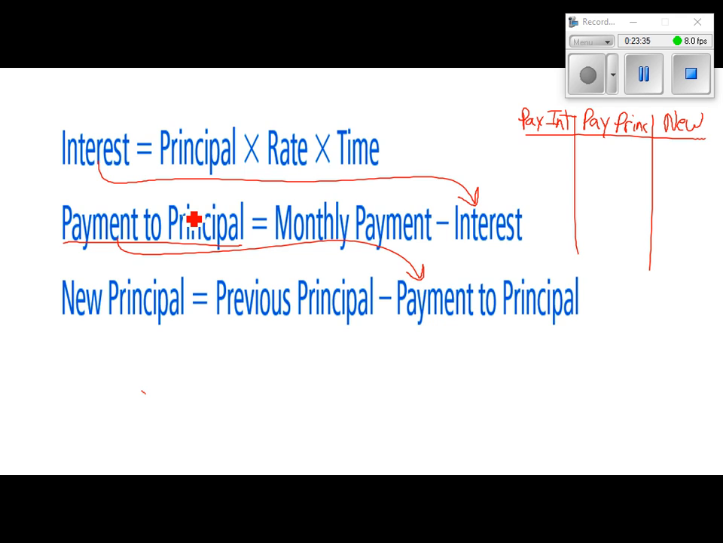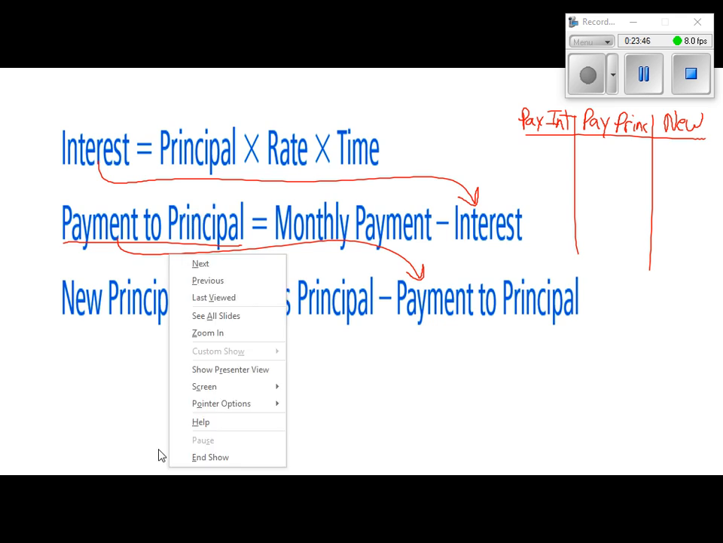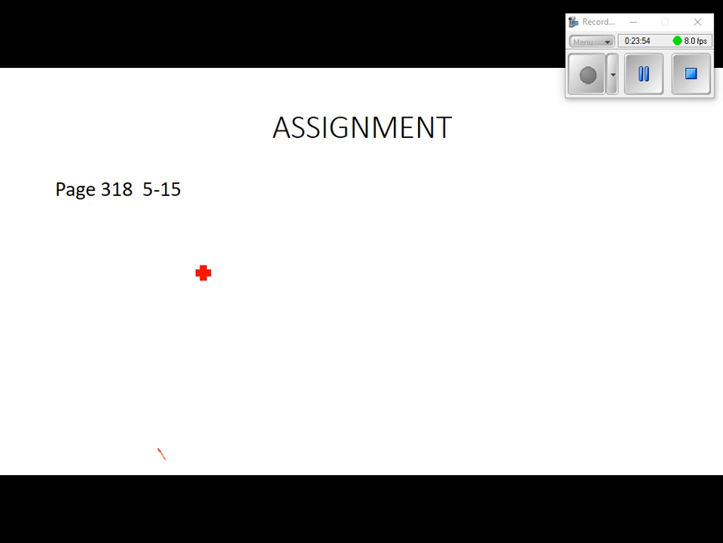So number, we're starting, hold on, I'm on the wrong page. Number 5, page 318. Everybody got those 3 formulas down so I don't have to keep going back to them, right? Page 318, number 5. Notice the columns: loan balance, interest rate, monthly payment, amount for interest, amount for principal, and then the new principal.